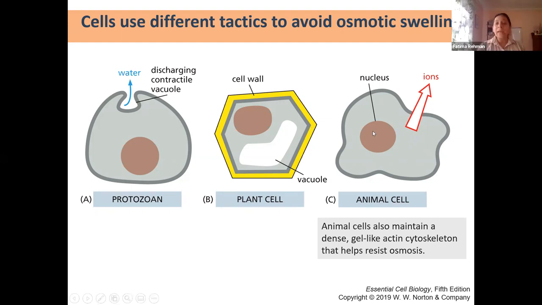Animal cells, on the other hand, have a different way. They maintain the osmotic pressure through movement of ions to the outside of the cell to maintain the right amount of water molecules inside, the right type of environment inside. The other thing that they have is their cytoskeleton, right? The actin cytoskeletal structure is going to be an important part of maintaining the cell structure intact and providing it with that protection, so it is less likely to burst and get destroyed as well.